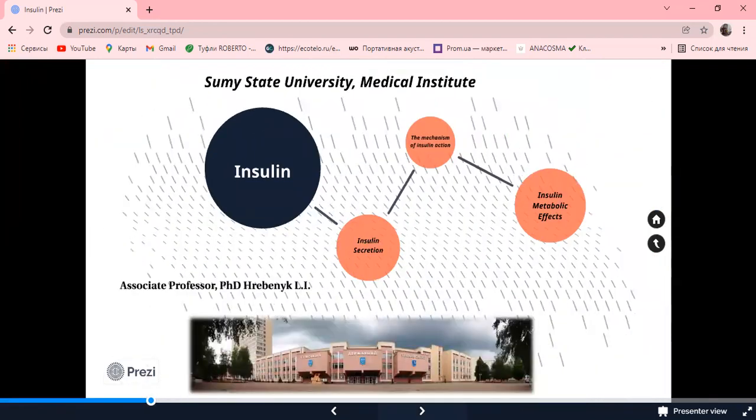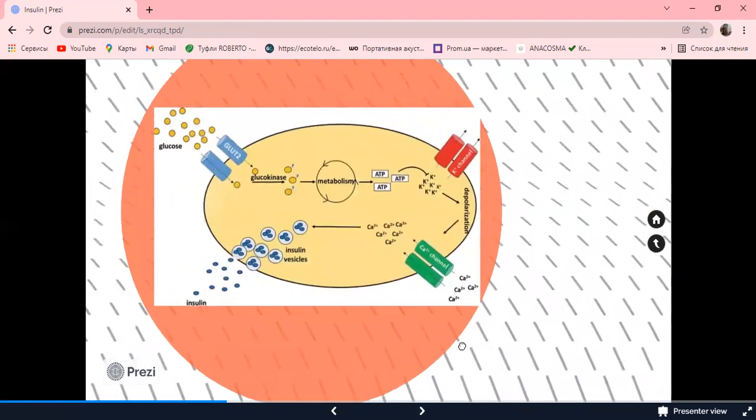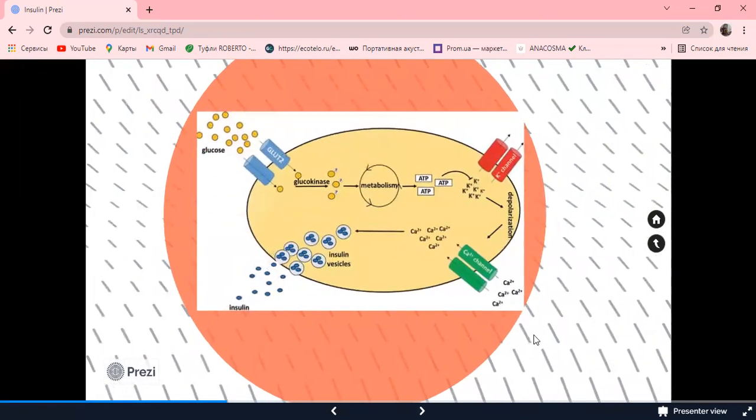How is insulin secreted? Insulin is secreted if the concentration of glucose in blood is increased. This is the scheme of a beta cell of the pancreas, and here in the cell's membrane you can find specific transport proteins. These proteins are called GluT2. This protein is used for glucose transport into cells, and in our organism there is a family of these proteins: GluT1, GluT2, GluT3, and GluT4.